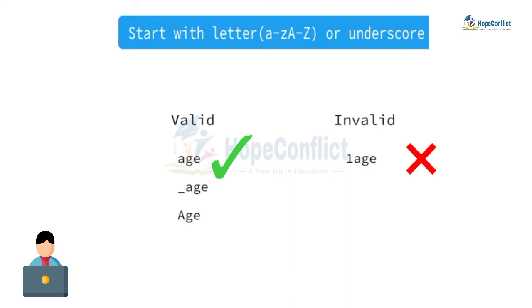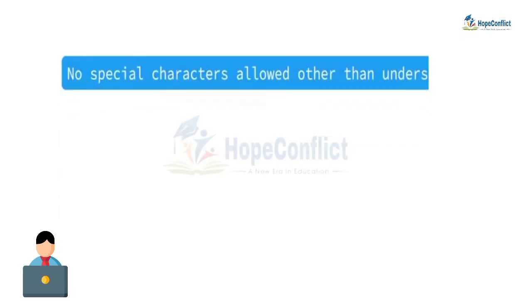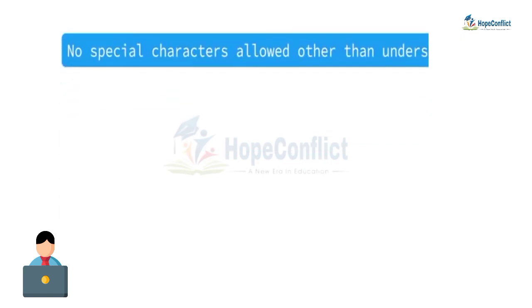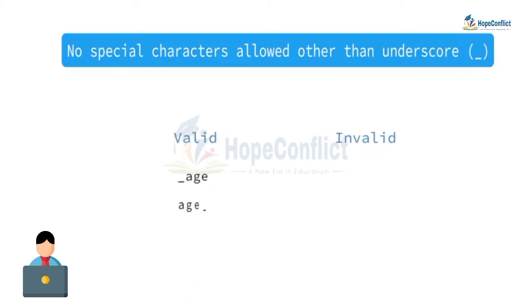Now the second rule is that in a variable name no special characters are allowed other than an underscore. It can be at any position but no other special characters are allowed. See some valid and invalid variable names here.